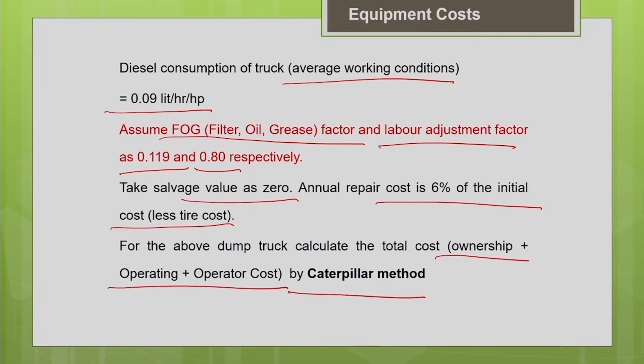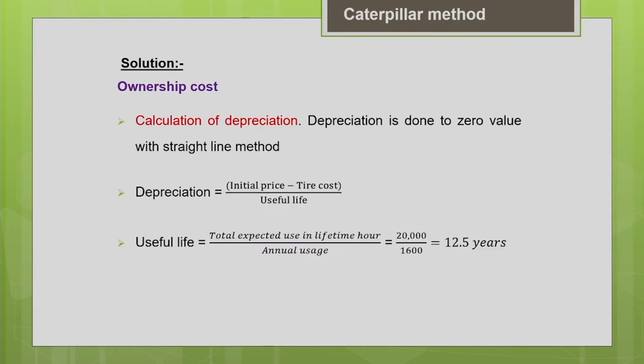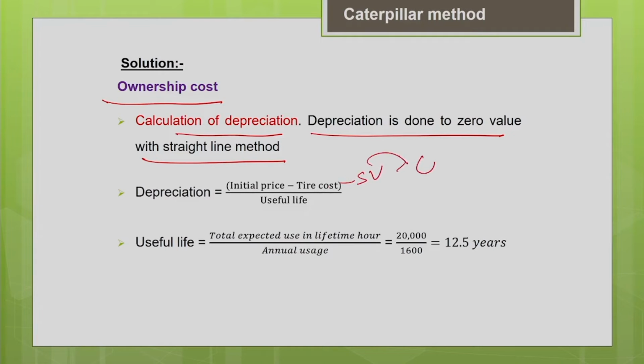Okay, we are going to estimate it by the Caterpillar method first. Under the ownership cost, let us calculate the depreciation first. We are going to follow the straight line method. Since the salvage value is 0 in this problem, depreciation is done to 0 value. It's initial price minus tire cost minus salvage value, which is 0, divided by the useful life of the machine.